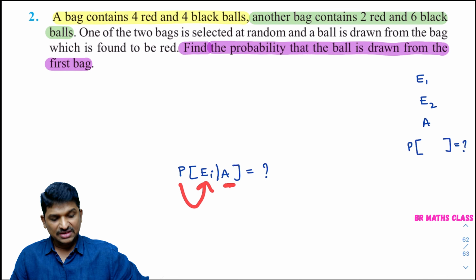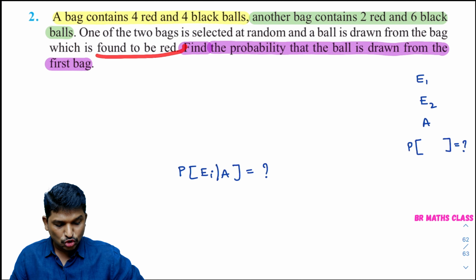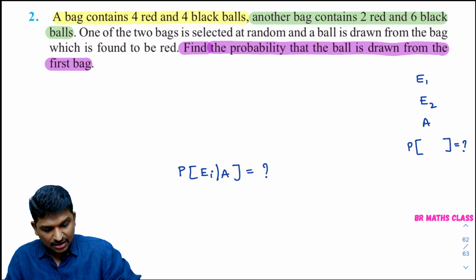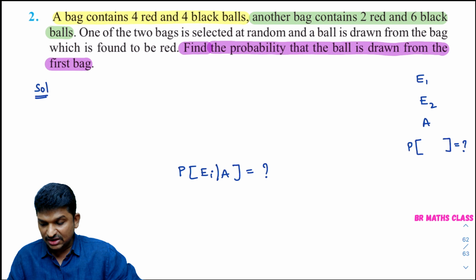See, first we selected one bag. One of two bags is selected at random and a ball is drawn from the bag, which is found to be red. This is the given data. This is event A. So first I'll write what is the given data. Okay, solution for this problem.